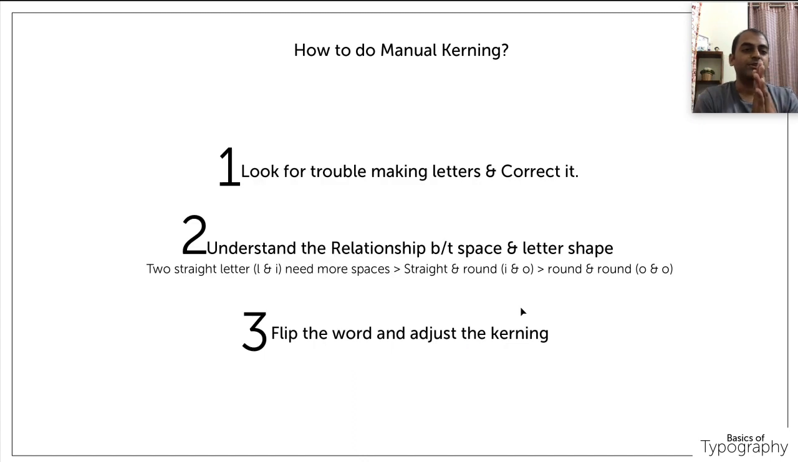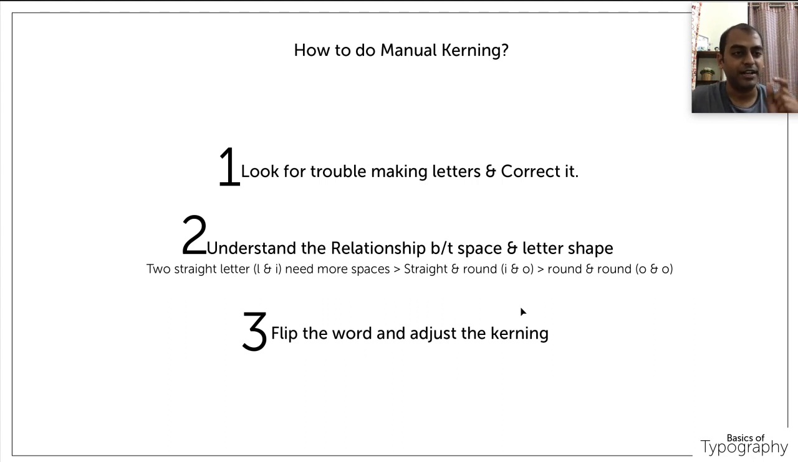So this is the 3-step process for manual kerning. First thing, look for troublemaking letters, let it be a slanted letter or a letter with a cross stroke. Just check for the letter and correct the spacing before that letter and next to that letter. So how much spacing should be there for each and every letter?